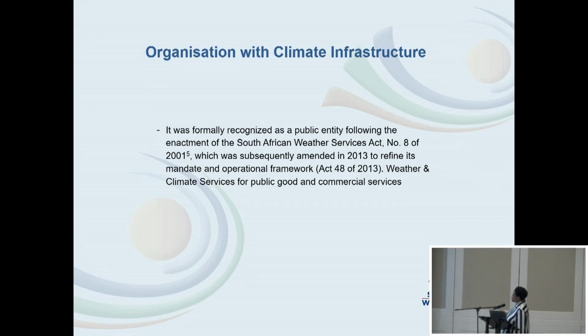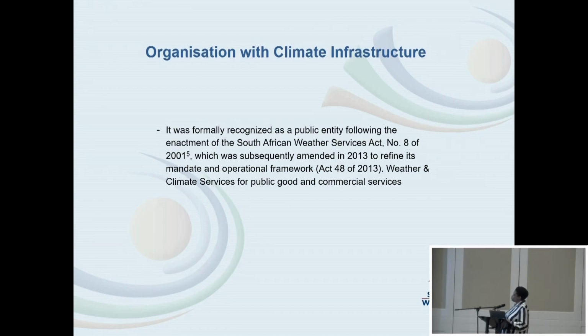Just a history of the South African Weather Service. It was formally recognized as a public entity following the announcement of the South African Weather Service Act number 8 of 2001. Remember, before then, we were part of the government, we were the South African Weather Bureau, but as time went on, it was decided that we stand as an entity on our own as the South African Weather Service.